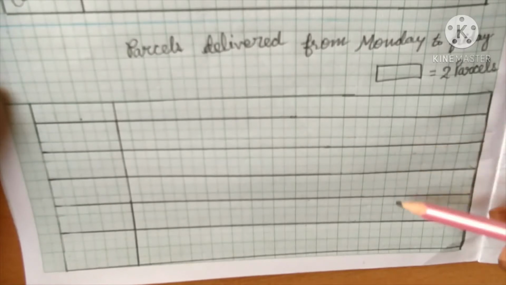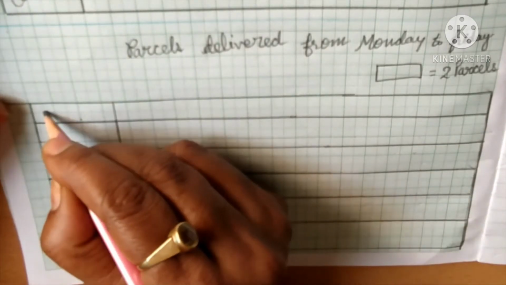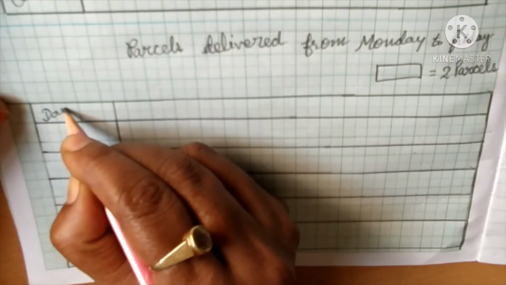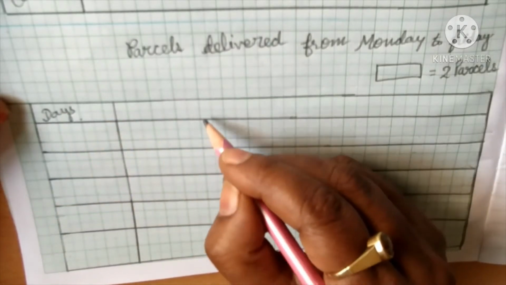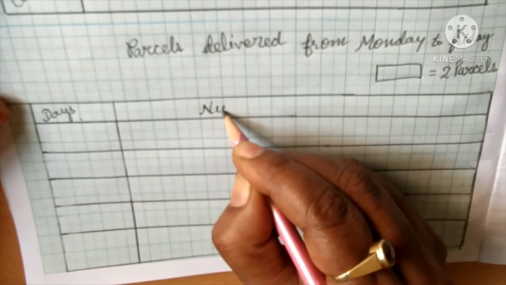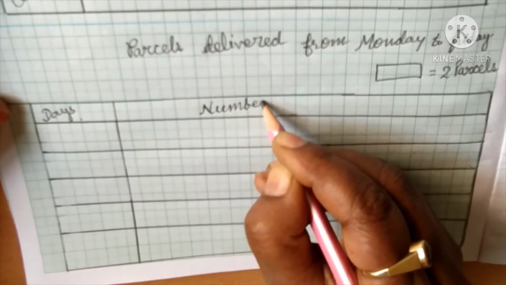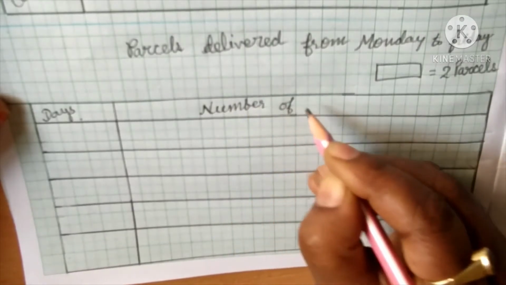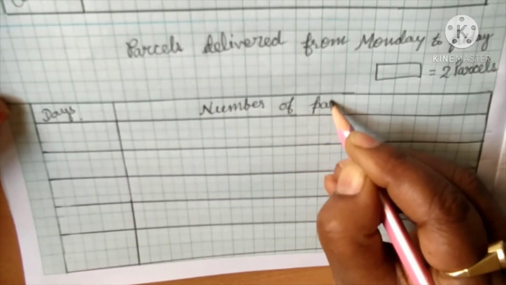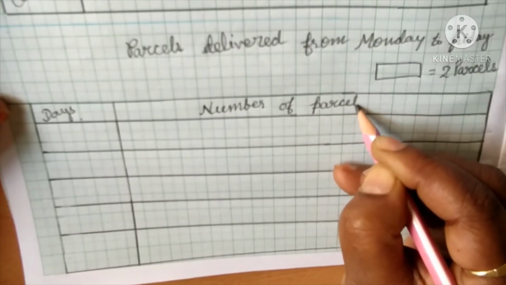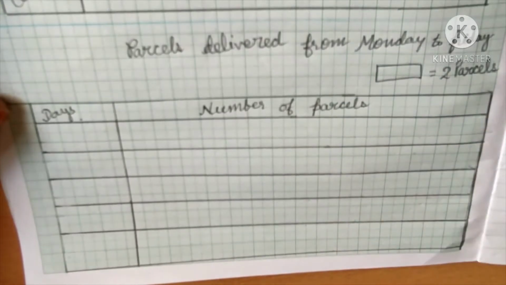So after drawing the line, what do we have to do? We have to write down here days. Okay. Then number of parcels. Clear? Now it's up to you. If you want to use the color pencil, you can. Otherwise, you just do it on your own.